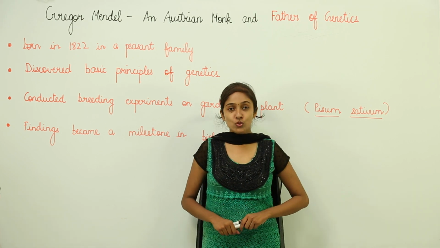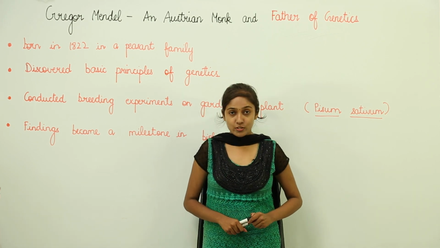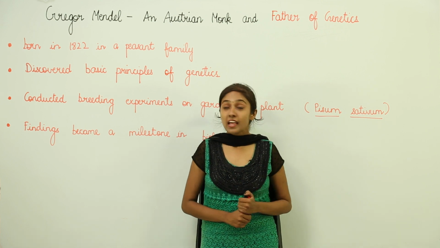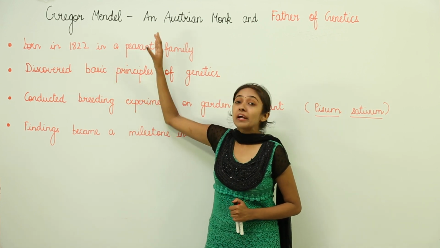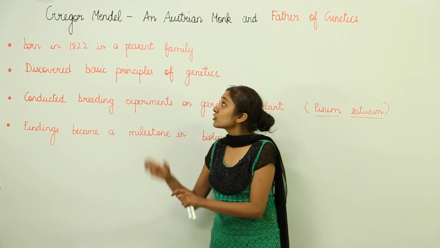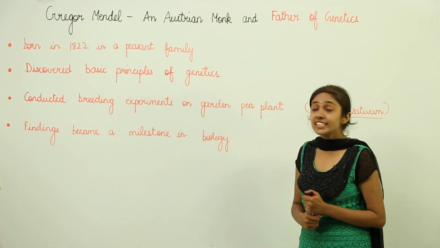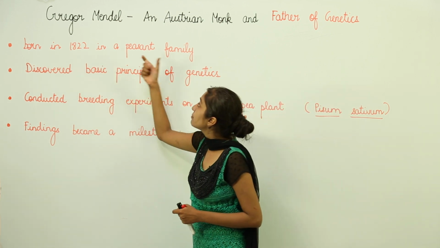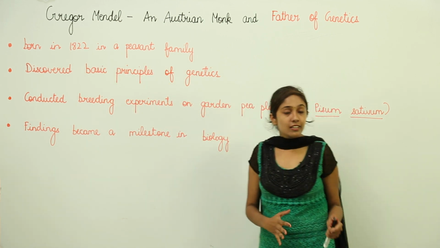Let me introduce you all to the father of genetics, who was actually an Austrian monk. His name was Gregor Mendel, or I should say Gregor John Mendel. He was an Austrian monk who was born in 1822 in a peasant family. He studied in a monastery.